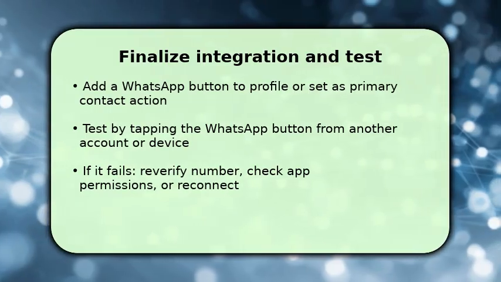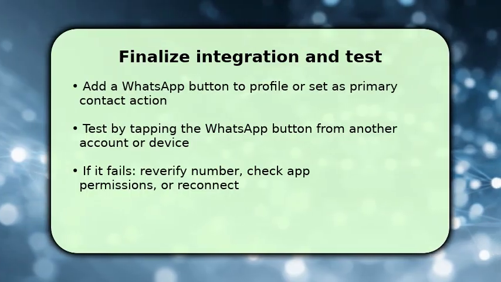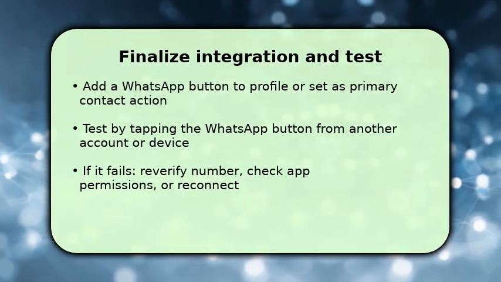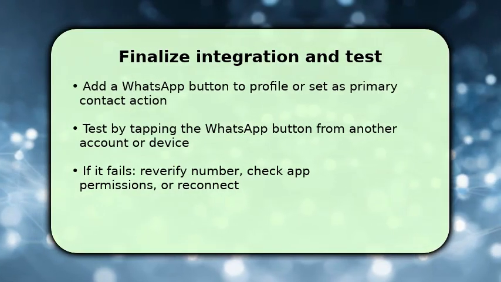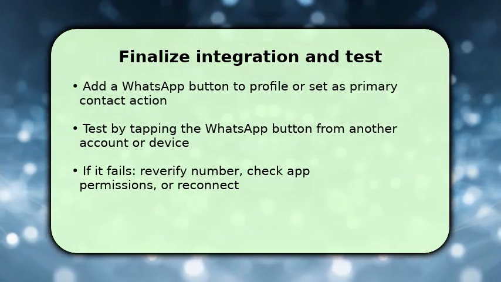If something goes wrong, re-verify the phone number, ensure both apps have necessary permissions, and remove and re-add the WhatsApp contact option. That usually refreshes the link. If persistent, restart both devices and repeat verification to clear cached errors.